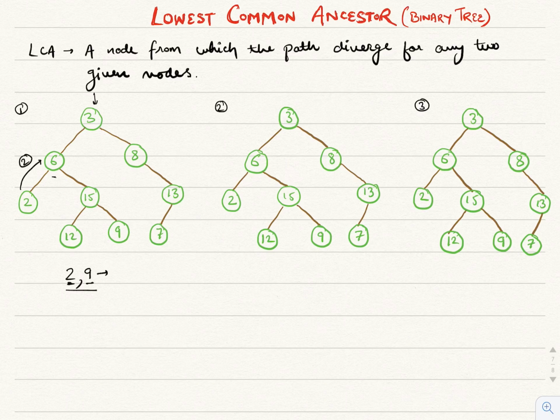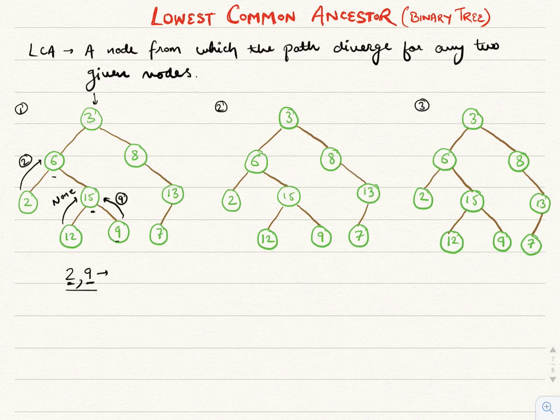So now we'll search in the right side of the 6. It will go to 15, which is not equal to either of the nodes. Then we'll go to the left side of the 15, which is 12, which again is not equal to either 2 or 9. And this node is a leaf node, so at the end it will return none to 15. Now it will go to the right side of 15. Here we have found 9, which is equal to one of the values. So it will return 9 to 15.